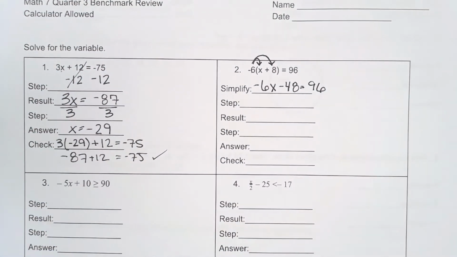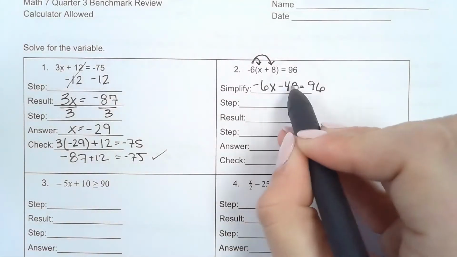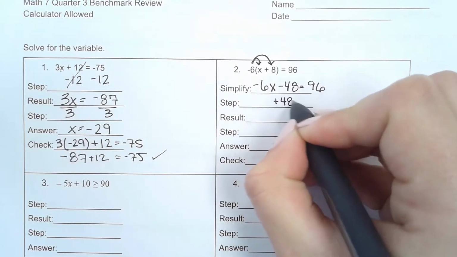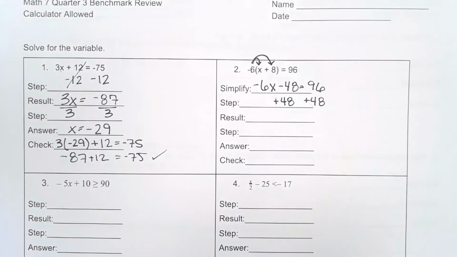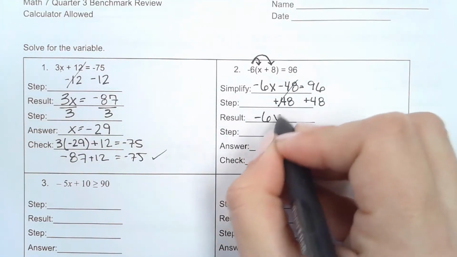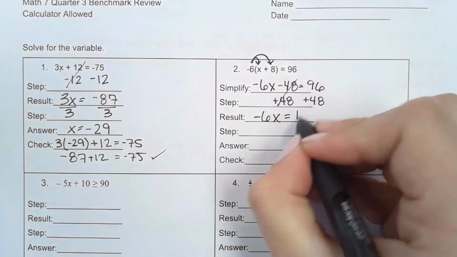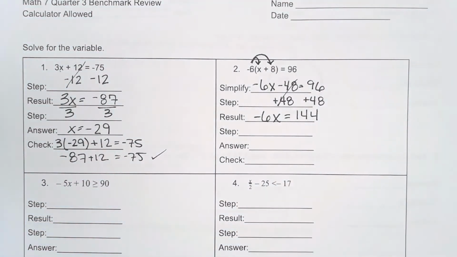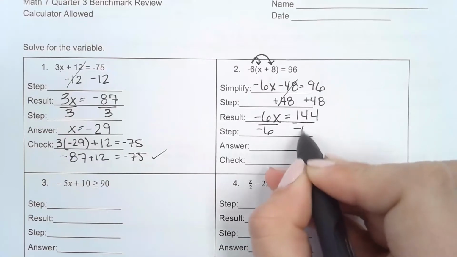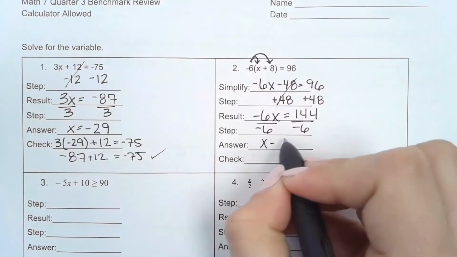So now I just have a basic two-step equation, so I can just solve like normal. So I'm going to move the constant that's on the same side as x first. The opposite of subtracting 48 is adding 48. So we're left with, because those cancel, negative 6x equals, and then 96 plus 48 is 144. And then our last step to get x by itself is to divide by that negative 6 on both sides. So then 144 divided by negative 6 is a negative 24.